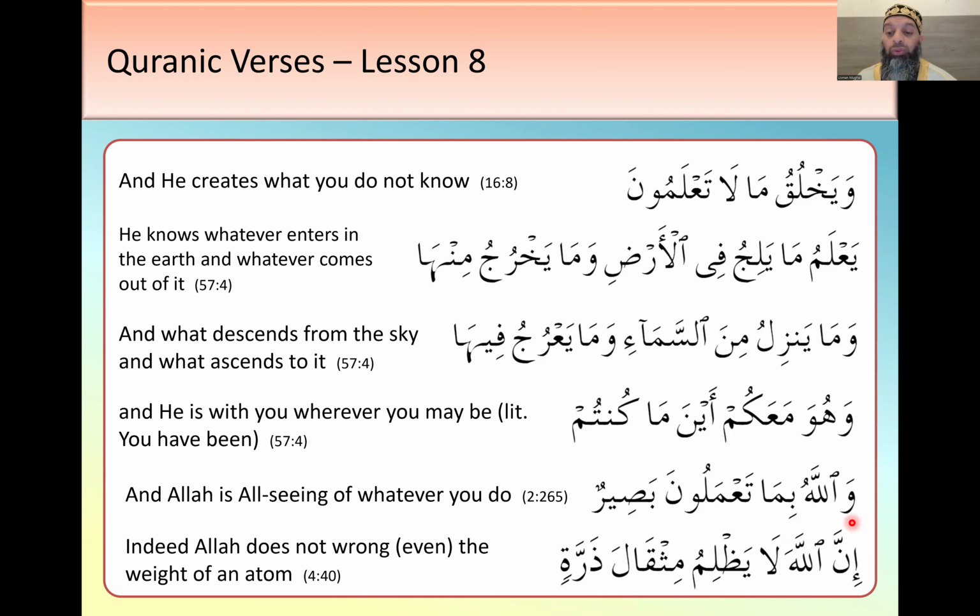Next one. Wallahu, and Allah. Bima. Okay. The bi many times just means with, and ma, with what. If you understand this to mean with what, you'll inshallah be able to understand the verse. And Allah with what? Ta'maluna.